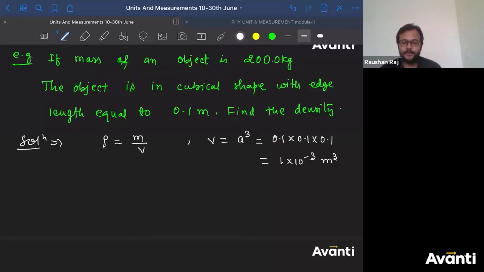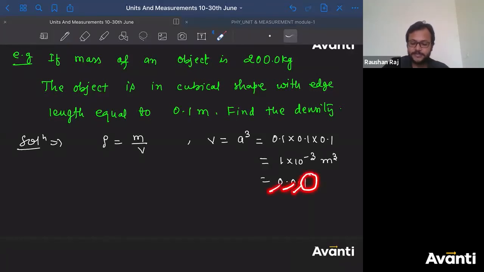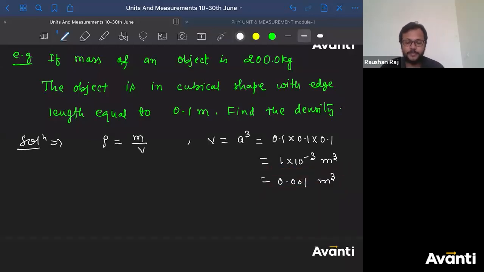Right? 1 into 10 to the power minus 3. You could have expressed it like this also. No problem. You could have expressed like this also: 0.001. How many significant digits are there? The zeros are non-significant. So only the one has significance here. So only one significant digit. You can write like this or you can write like this. No problem. Meter cube. All right.